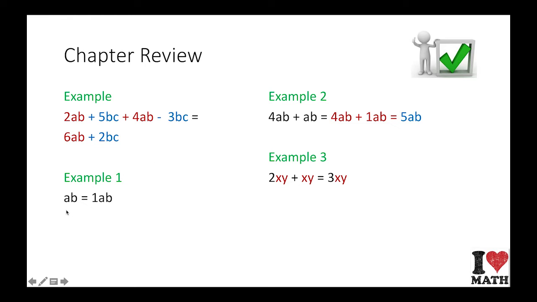We had this example of AB, which is actually 1AB, the invisible 1. And here was a more practical example where you had 4AB plus AB, which is actually 4AB plus 1AB, which is actually 5AB. And then another example where we had 2xy plus xy. We know there's a 1 here, the invisible 1, which is 2 plus 1 is 3, and then xy, we carried on these two letters.